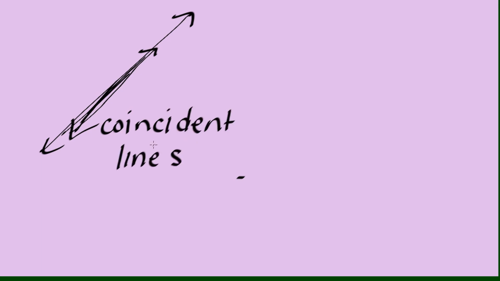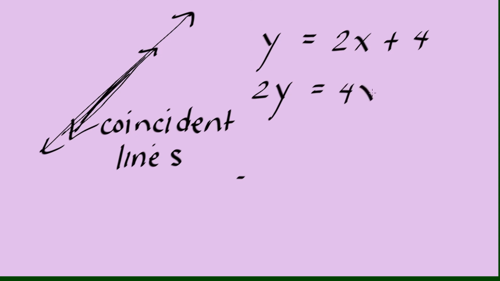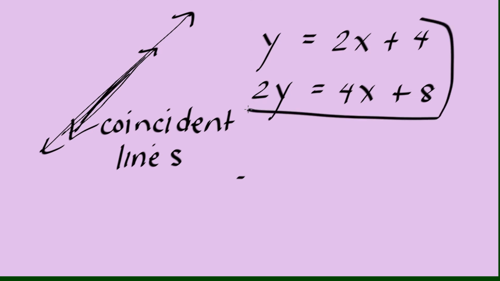Okay, these are coincident lines, and usually when you have coincident lines, they are represented by two equations, say y equals 2x plus 4. Now, the other one, let's say 2y equals 4x plus 8. Notice I just multiplied the top by 2. So I multiplied the first equation, every single term, by 2. Now, these two equations are actually the same and identical.